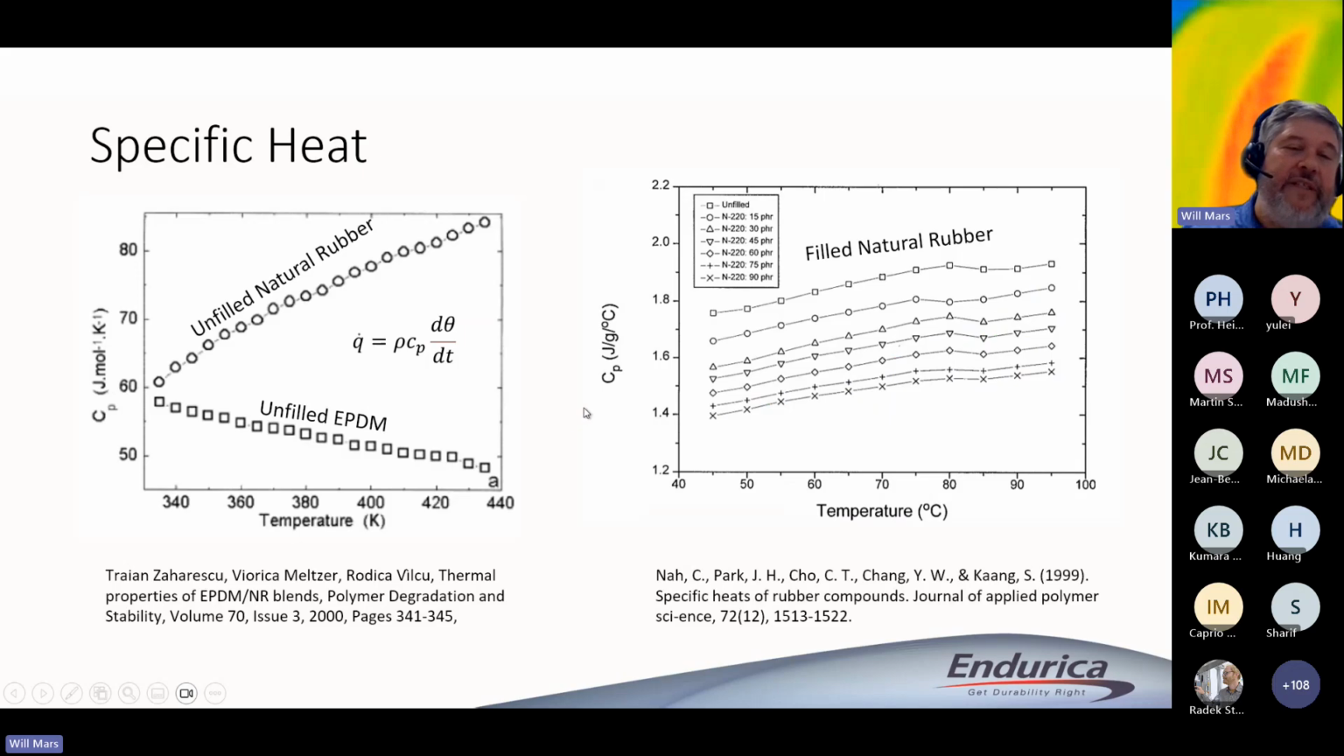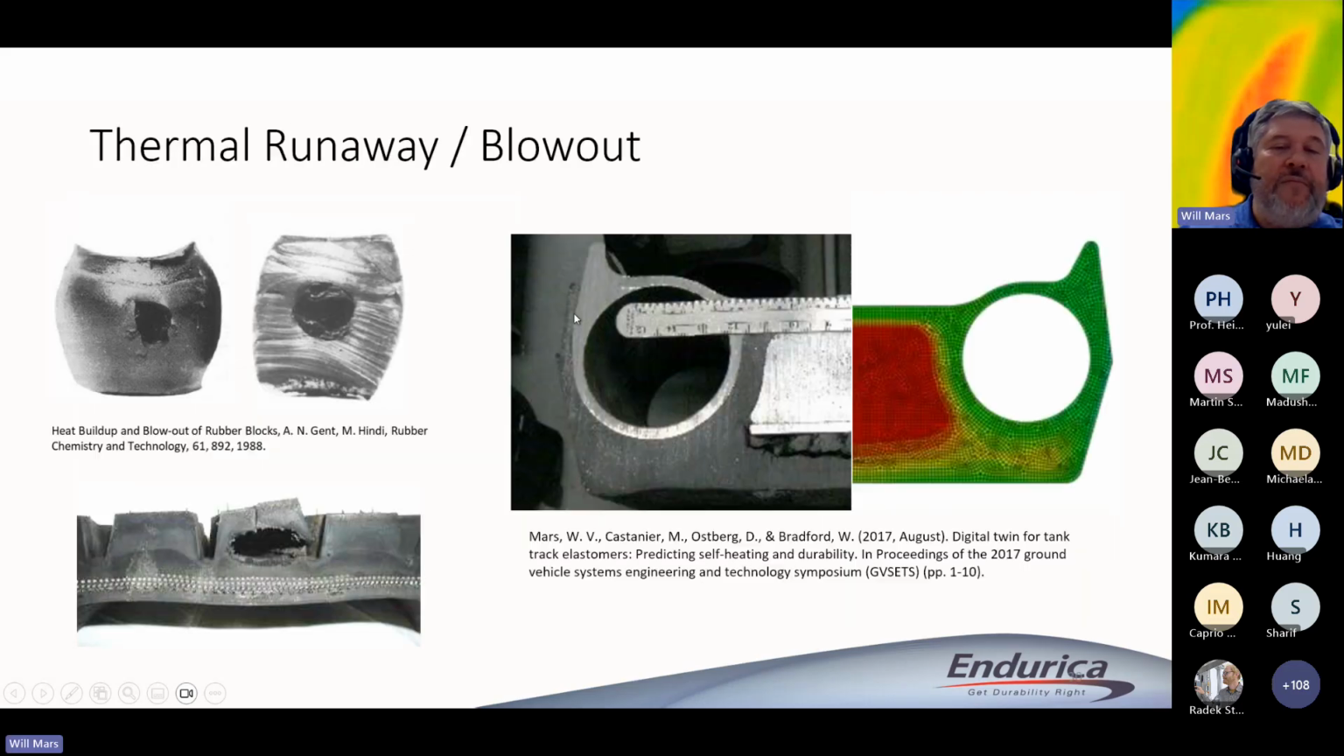The specific heat, it's the same story, right? So if you have unfilled natural rubber, the specific heat tends to increase with temperature. EPDM actually decreases with temperature. And on the right here, I'm showing a specific heat for different loadings of carbon black. The unfilled rubber is at the top. As you put in more black, you're seeing the specific heat is decreased.